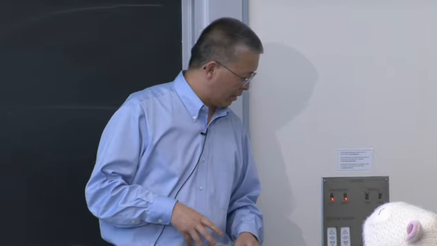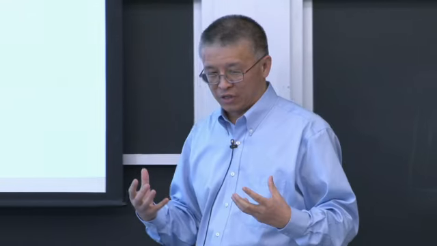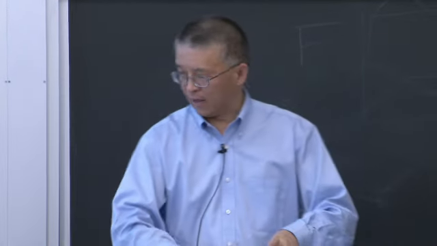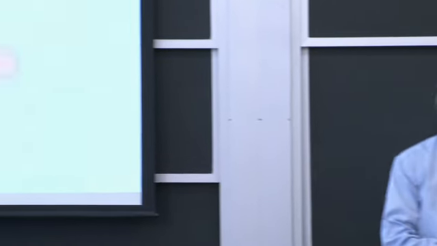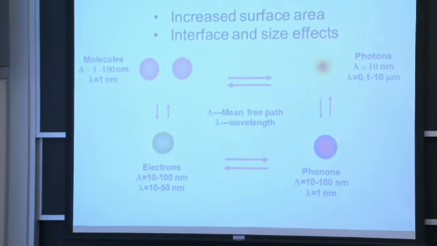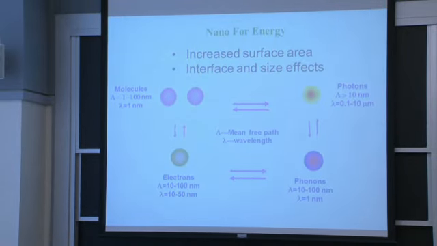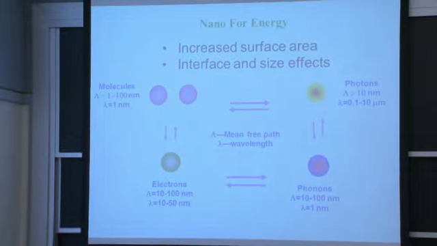So when I say what's nano for energy, if you think about the energy, at the end it's molecules, which you, as mechanical engineers, are familiar with. It's the electrons, it's the photon, the light, or it's lattice vibration, phonon. Those are the basic energy carriers. What's their characteristic length? The mean free path and the wavelength.